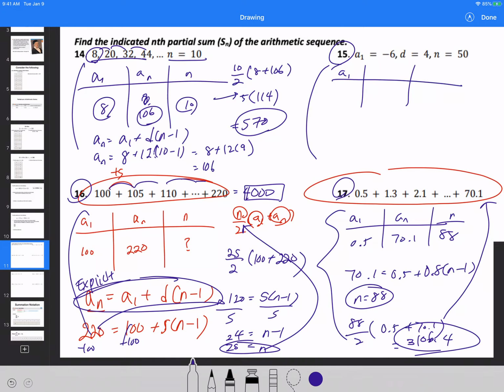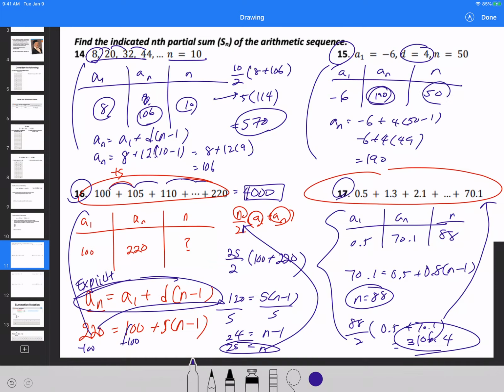Draw the chart out: a sub 1, a sub n, and n. The first term is -6, the n value is 50, and I want to find out what the last term is. A sub n is equal to -6 plus the common difference, d, which is 4, times 50 minus 1, which is n minus 1. -6 plus 4 times 49, which should give you 190.